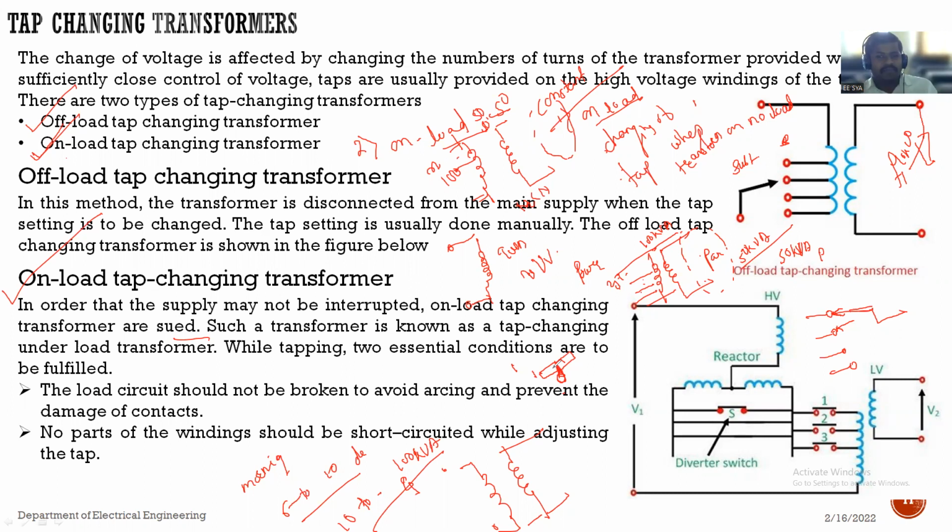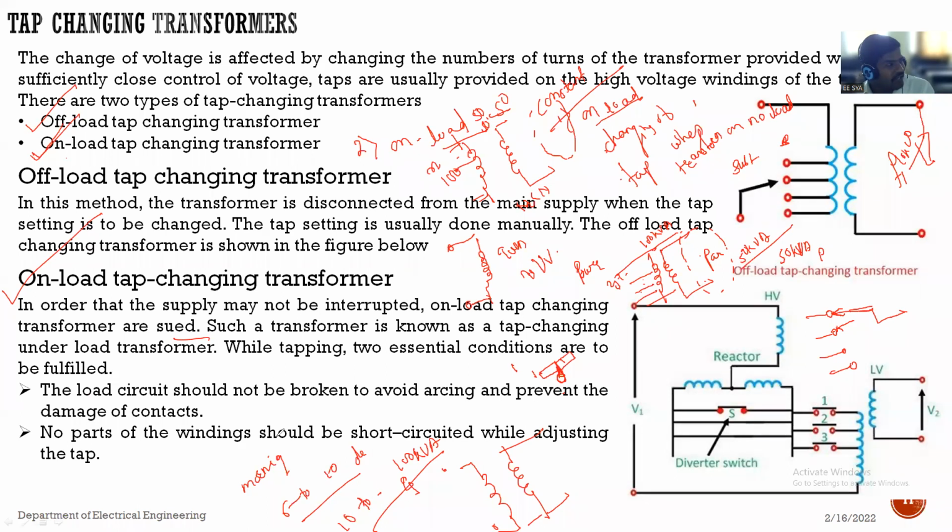What is the meaning of tap changing then? If a contact gets damaged in one tap change, then we have to take it for repair purposes. Then what is the meaning of on load tap changing? See, the load circuit should not be broken. The load circuit should not be broken, and the supply to the load should not be interrupted.